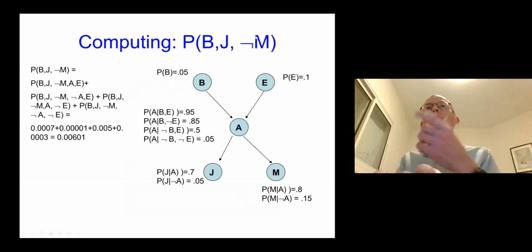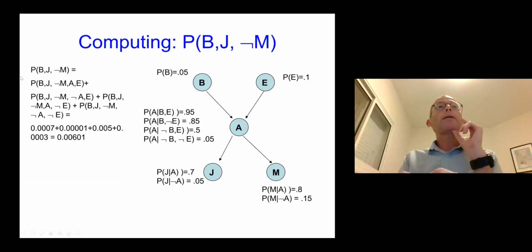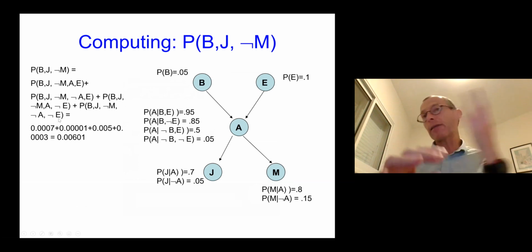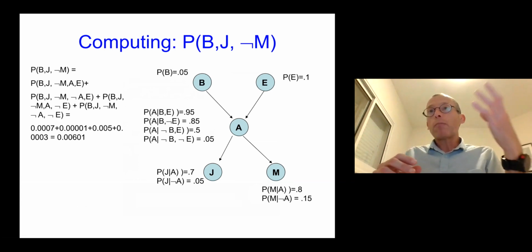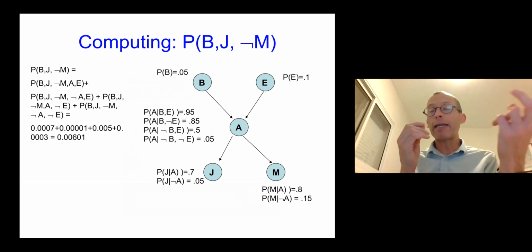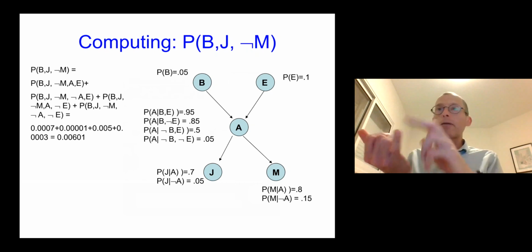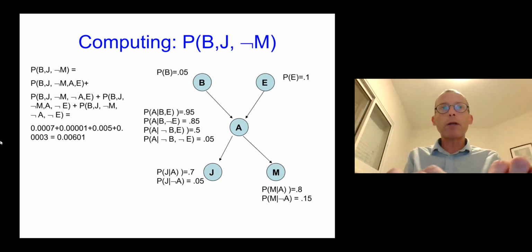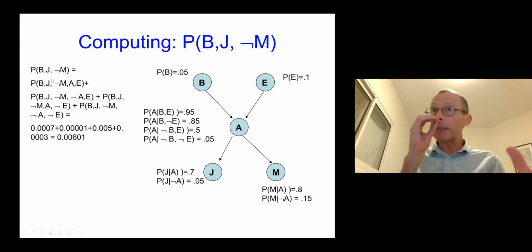So for example, if I want to compute the probability of B, J, and not M, I just compute the probability of B, J, and not M with A and E, A and not E, not A and E, and not A and not E, right? There are basically 4 possible sets of values for the missing ones, which are A and E: 1,1; 1,0; 0,1; 0,0. Pretty easy, and we can compute it, and that will give us the partial joint. Okay, so this is pretty easy.